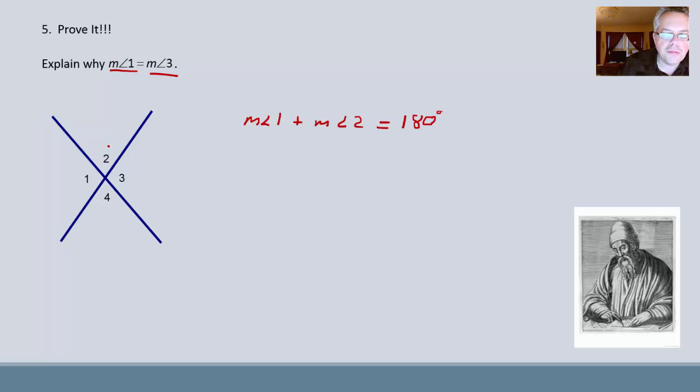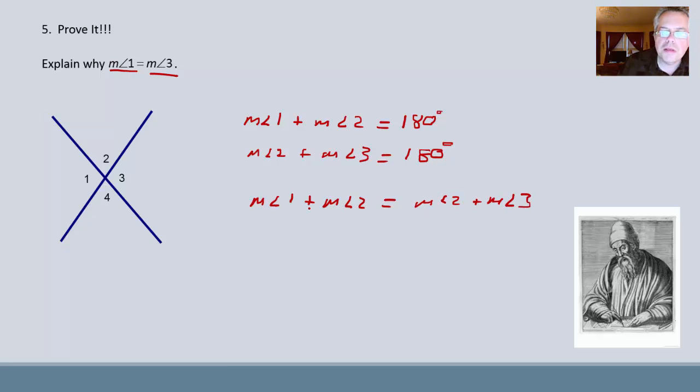So 2 and 3 form a linear pair. So I'm going to write the measure of angle 2 plus the measure of angle 3 equals 180. Now, since both of these equal 180, they equal each other. Measure of angle 1 plus the measure of angle 2 has to equal the measure of angle 2 plus the measure of angle 3. Since both sides are equal to 180, they got to be equal to each other. The left side equals 180, the right side equals 180, so they equal each other.